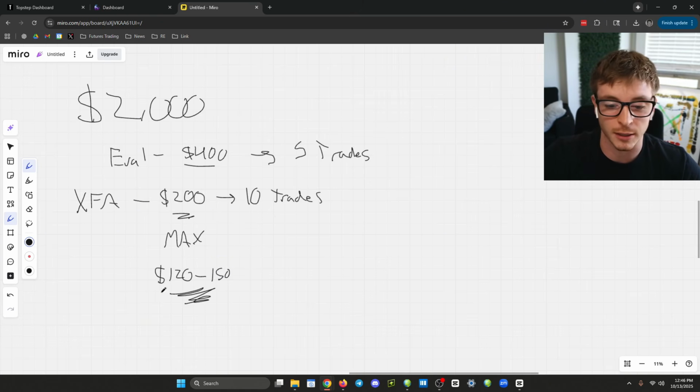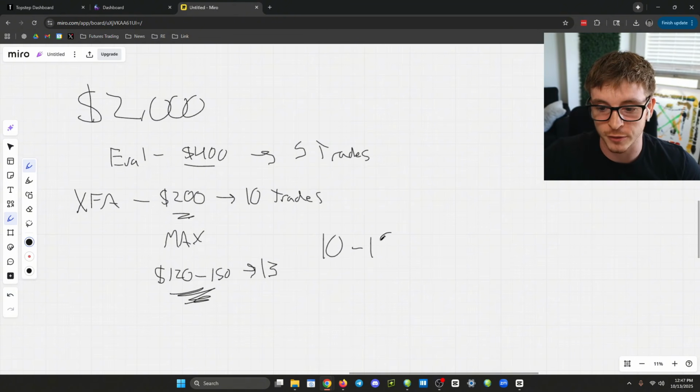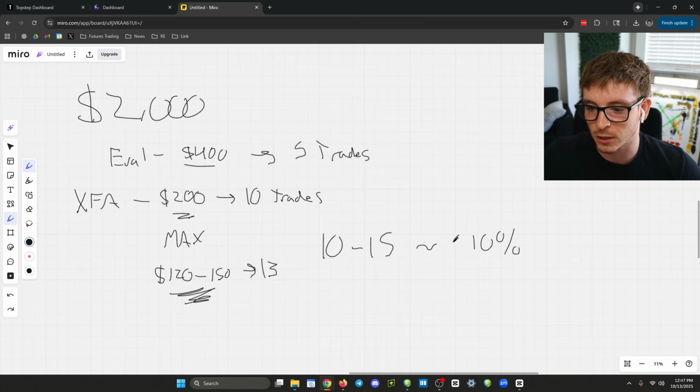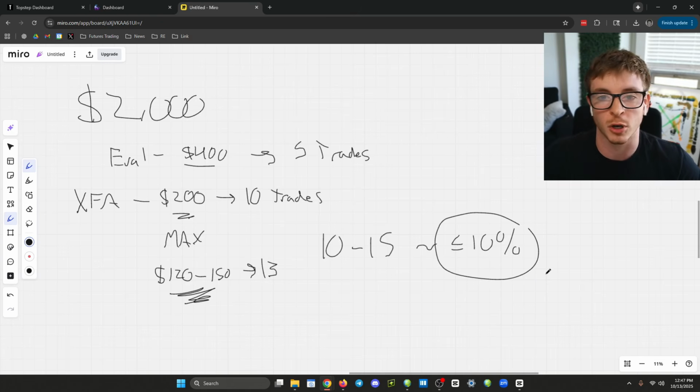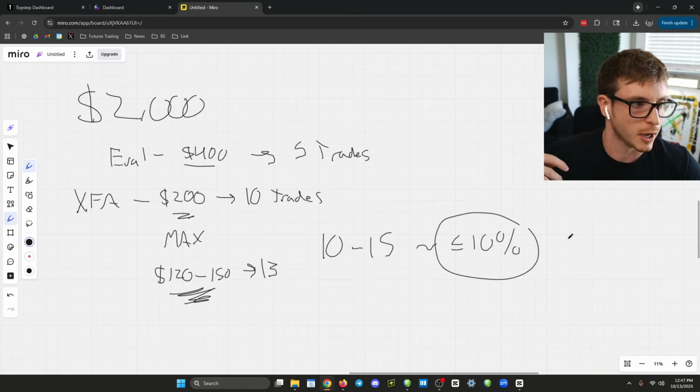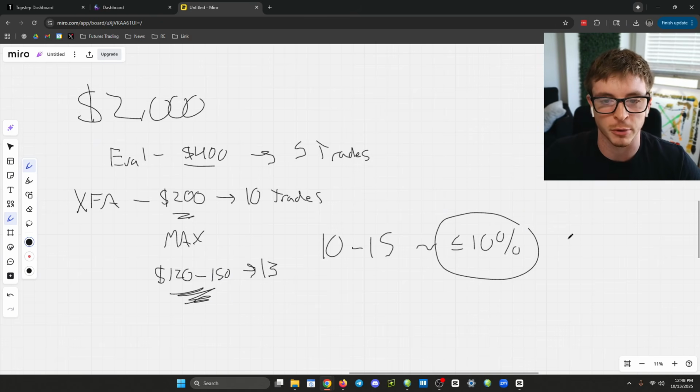So if I'm risking like, let's say, $100 to $150, that's obviously going to boost my number of trades before I blow the account. If I was consistent with that, I would basically have around 13 trades before it was blown. So really, I'm trying to give myself around 10 to 15 trades in a row before I blow my account. So essentially a little bit less than 10% per trade is what I'm going for on the funded account.